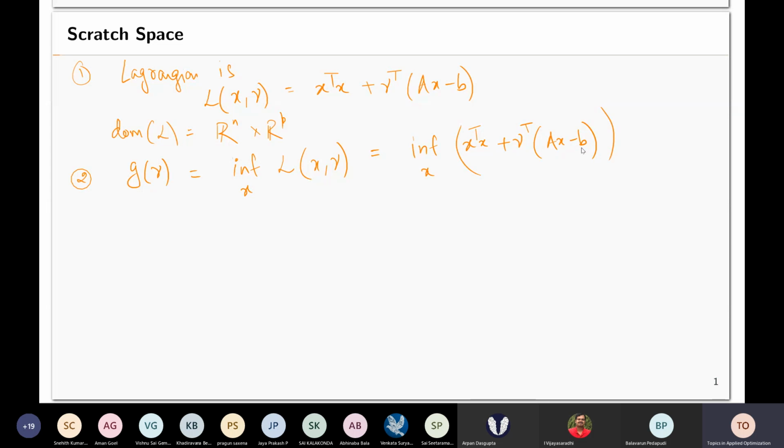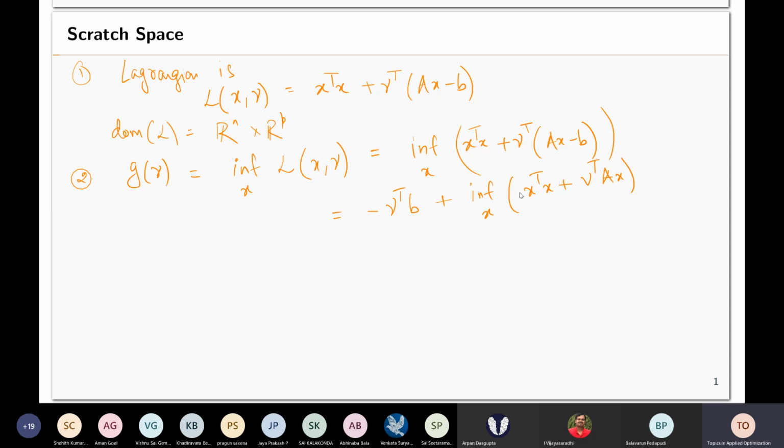In the infimum, there are terms which have no dependence on x. Those can be pulled out, right? So the term minus nu transpose b can be pulled out, and then I apply the infimum on the remaining terms, which is x transpose x plus nu transpose Ax. Okay, so our problem is to find the infimum of this, right?